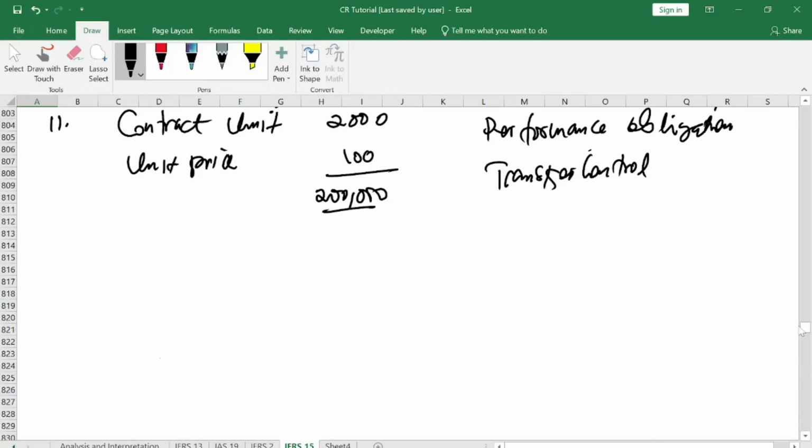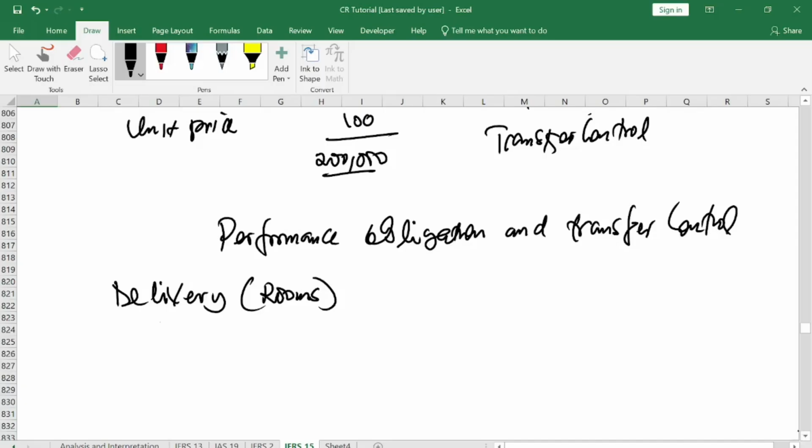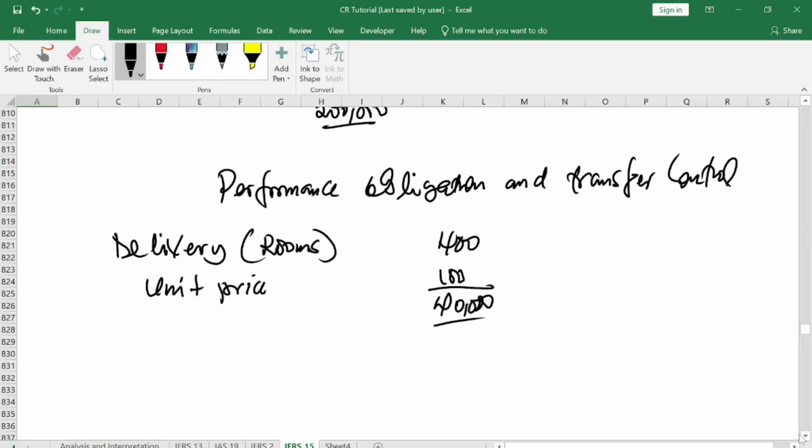He has been able to do part of the contract, right? So here you have your performance obligation and transfer of control. Can we say that Mancranso Limited delivered the total of 2,000 rooms? It was able to provide only 400. Unit price is 100. So the total will give you 40,000. So this is what Mancranso Limited was able to deliver.